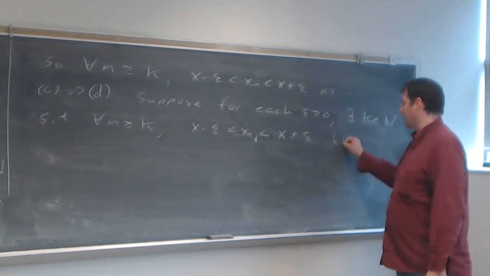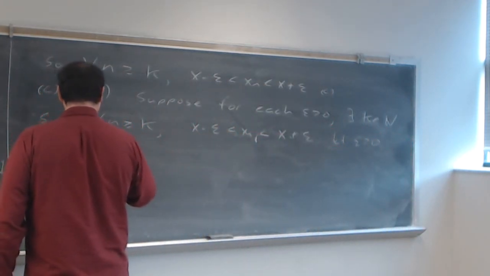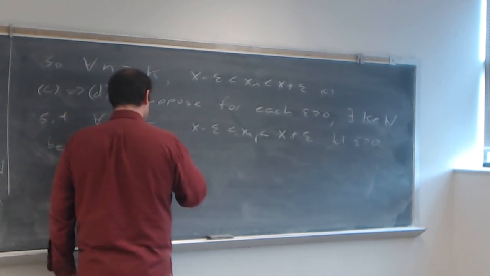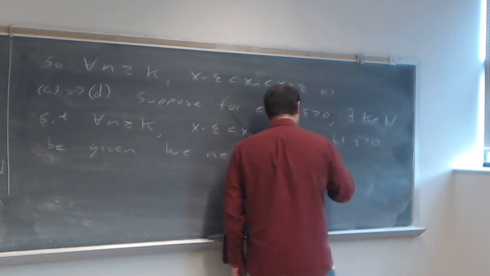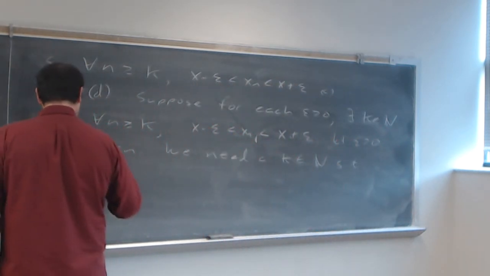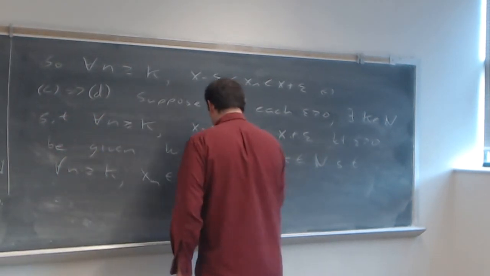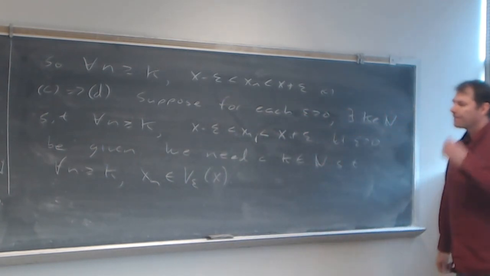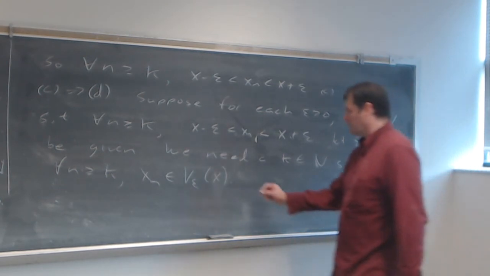So I'm going to say let epsilon be greater than 0 be given. Okay. We need a k element of natural numbers such that for all n bigger than or equal to k, x of n is an element of V sub epsilon of x. That's what we want to have. What does it mean for x of n to be in this epsilon neighborhood about x? It means its distance from x is less than epsilon. That's right.